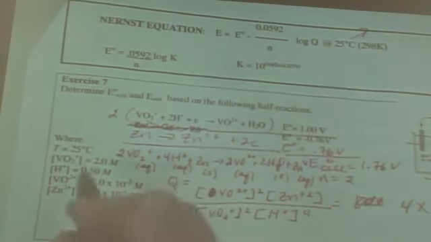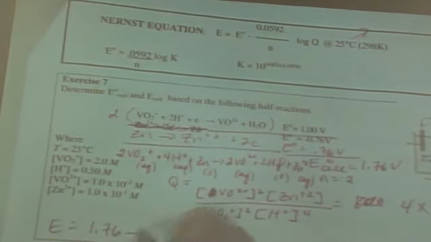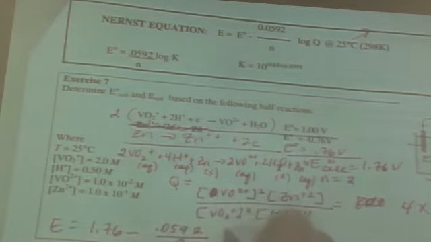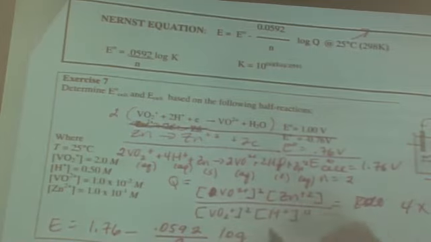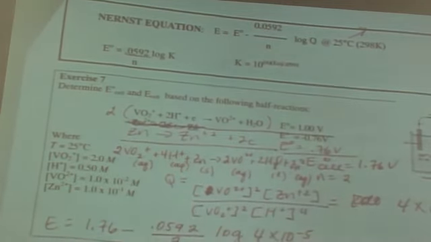So here we go. E is equal to 1.76 minus 0.0592 over 2 times the log of 4 times 10 to the negative fifth. Do all sorts of math.